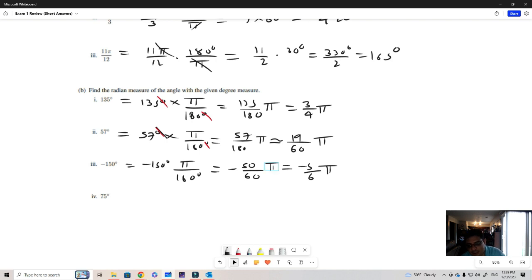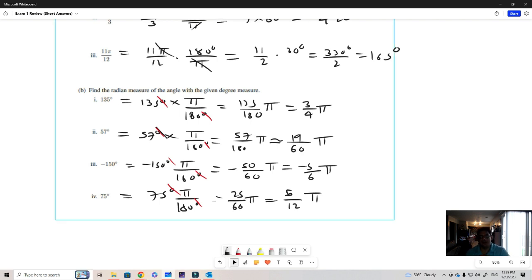And finally, 75 degrees. 75 times pi over 180. We lose the degrees, right? And then we have 75 that can be simplified by 3. It's going to be 25. And then this is 60. And then we can divide this by 5. So this will be 5, and this divided by 5 will be 12. And that's it.